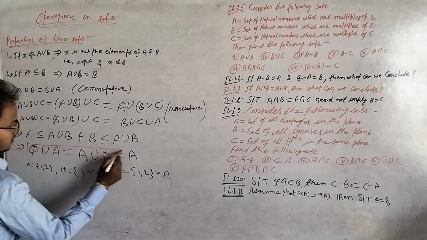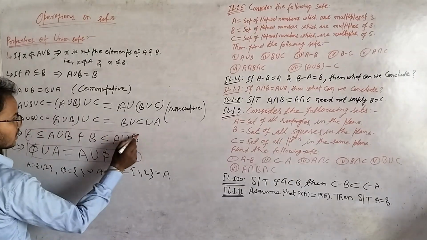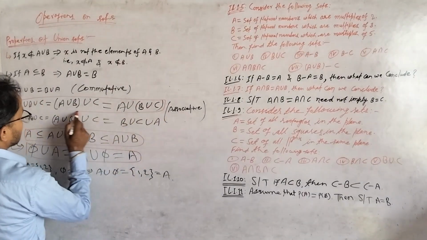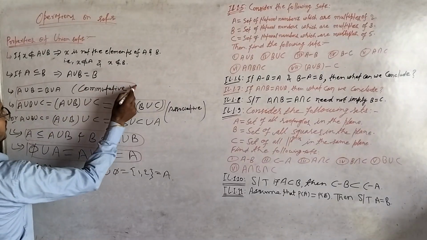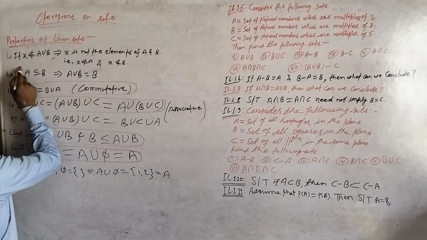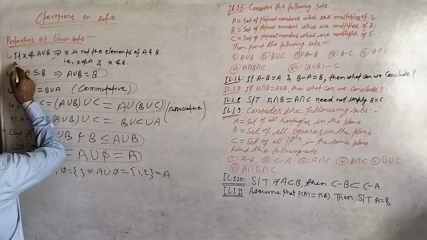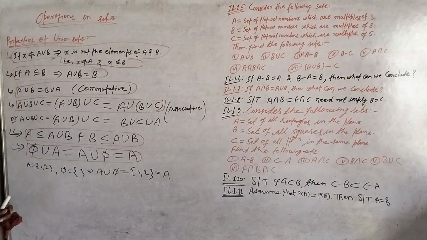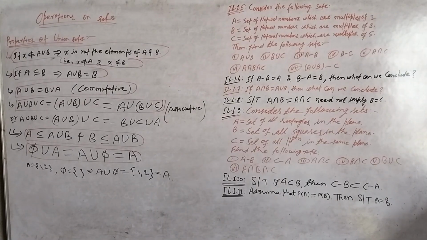So here are the properties: the first property, the second property, the third property is the associative law, and this is the commutative law. All properties are mentioned. Now we see the next topic after union: intersection of two sets.